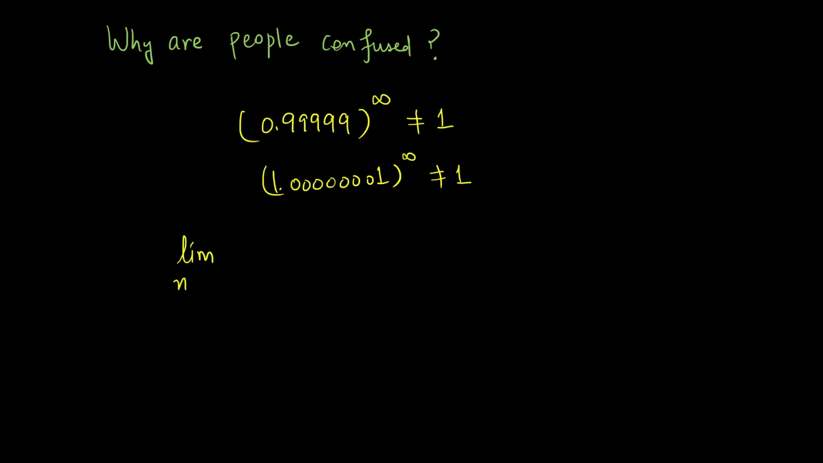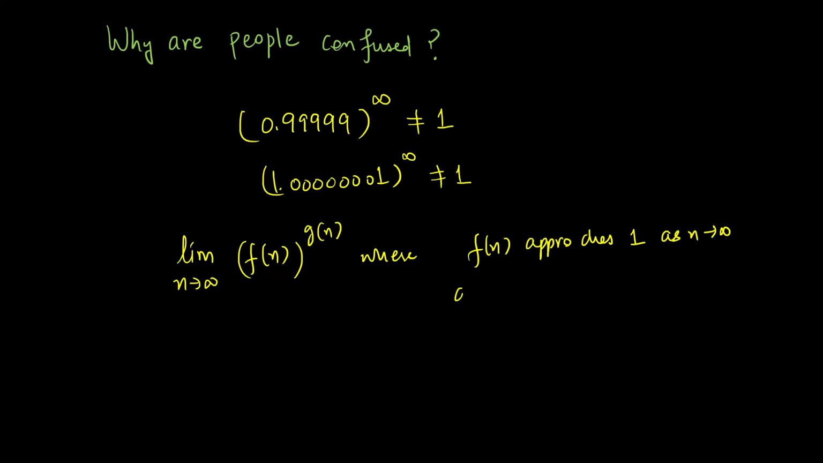So limit n goes to infinity, fn to the power gn. Say you have a function like this, where fn is actually a function which is approaching 1 as n goes to infinity, and gn is another function which is approaching infinity as n goes to infinity. So the value of this limit is not always equal to 1.